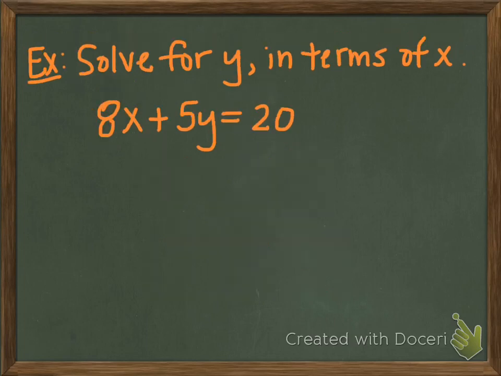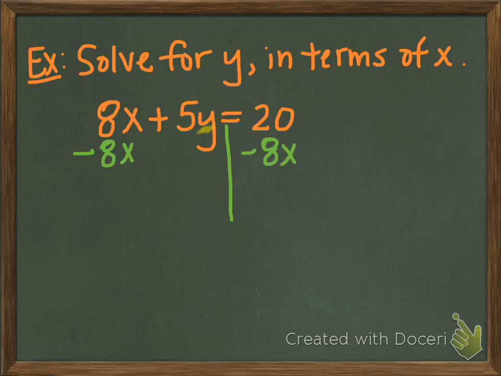Here's another example where we're going to solve for y in terms of x. So we need to get that y by itself on one side of the equal sign. Since it's already on the left side, we're going to leave it and move everything else to the right. So the first thing we need to move is any other variable terms. That 8x I need to move over, and I'm going to move it over by subtracting both sides by 8x.